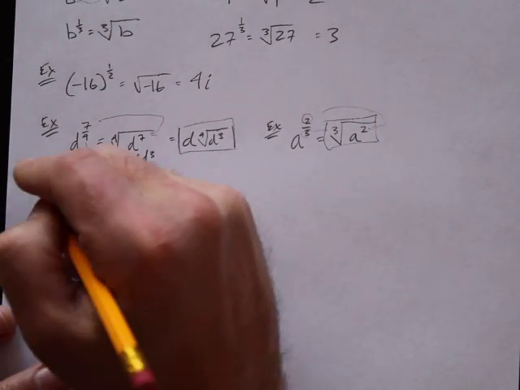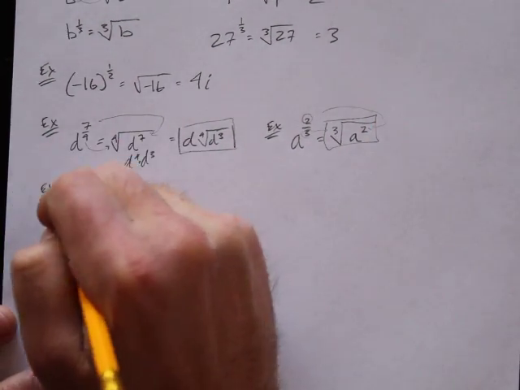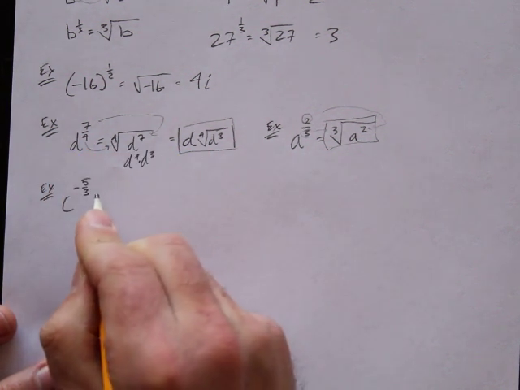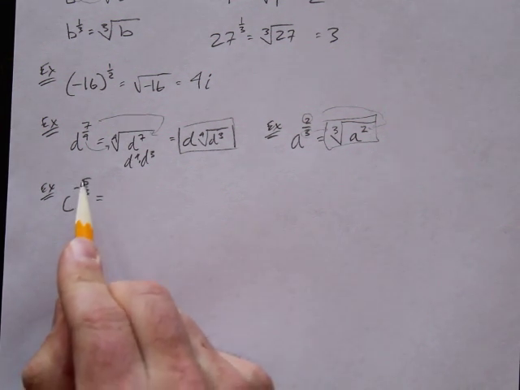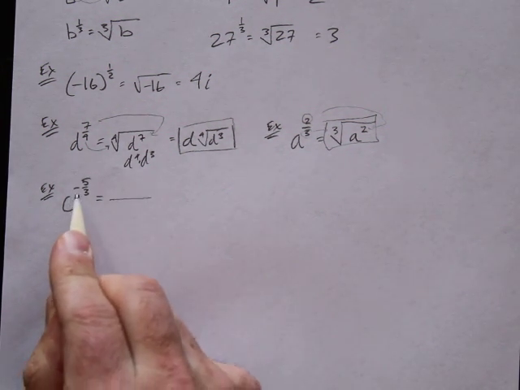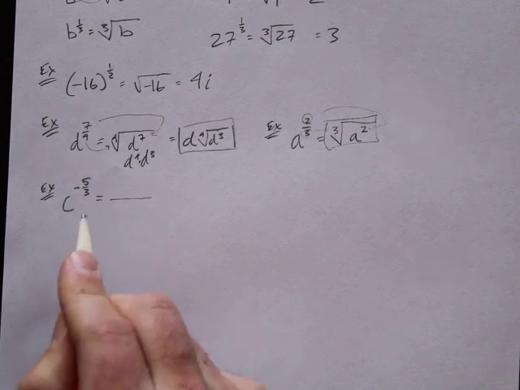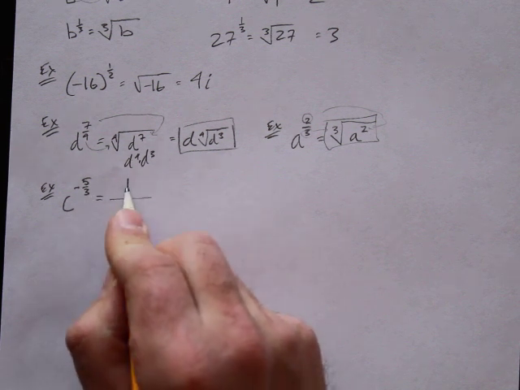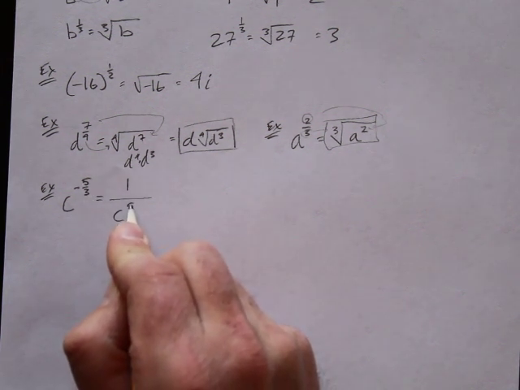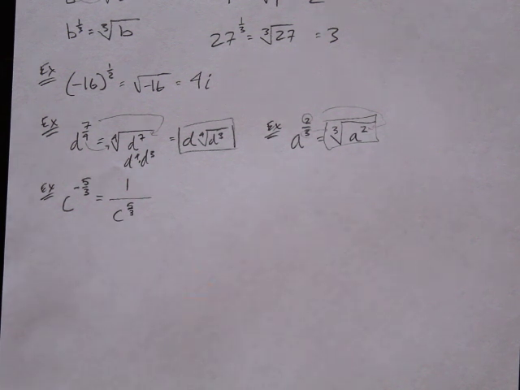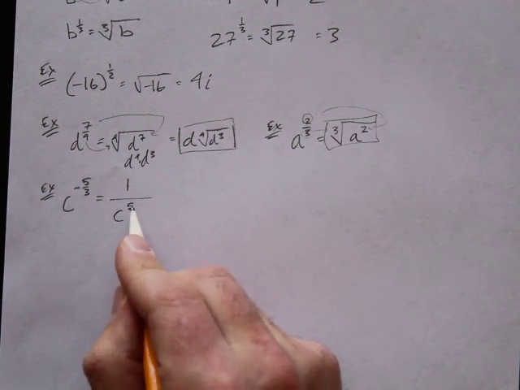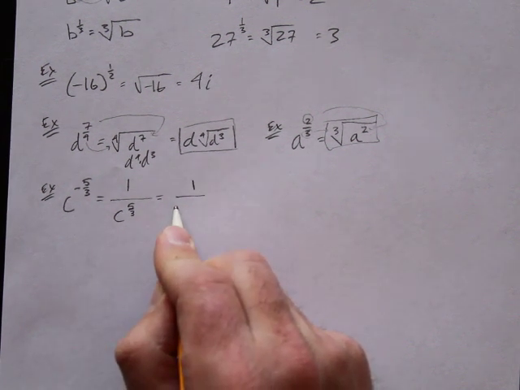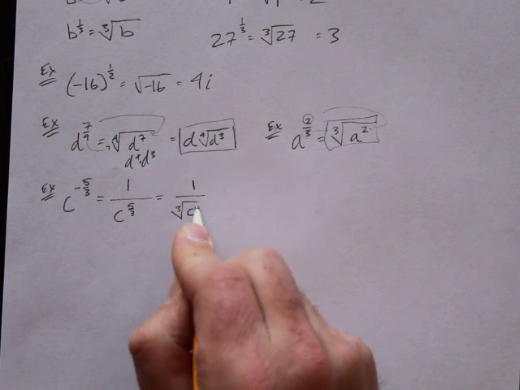Let's do another example. c to the -5/3. Now, this negative in the exponent, hopefully you can remember, what that does is say, I'm unhappy here, put me on the other side of the fraction bar. And so this really is 1 over c to the 5/3. And if I'm going to rewrite this, I've got 1 over, the 3 is the index number, and c to the 5th here.